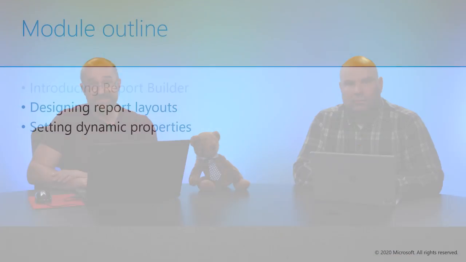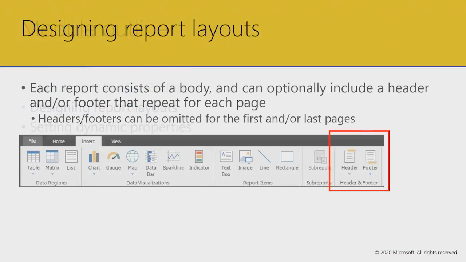All right, continuing with Module 2, now with a focus on designing report layouts and setting dynamic properties. So each report that you develop always has a body, and optionally we can add headers and footers. And you'll find these on the Insert Ribbon tab, the ability to add or remove a header and footer.